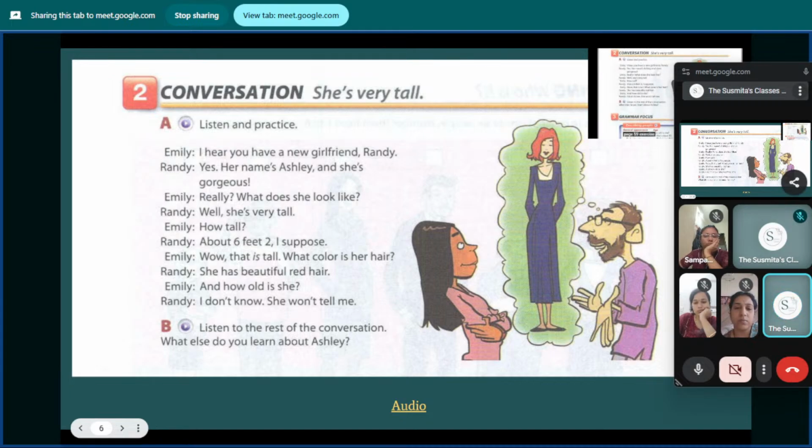Page 59, Exercise 2, Part B. Listen to the rest of the conversation. What else do you learn about Ashley? She won't tell you her age? No, but I don't care. How old do you think she is? Who knows? I think she's probably in her 30s. And how old are you? I'm 29. Oh, so she's older than you.